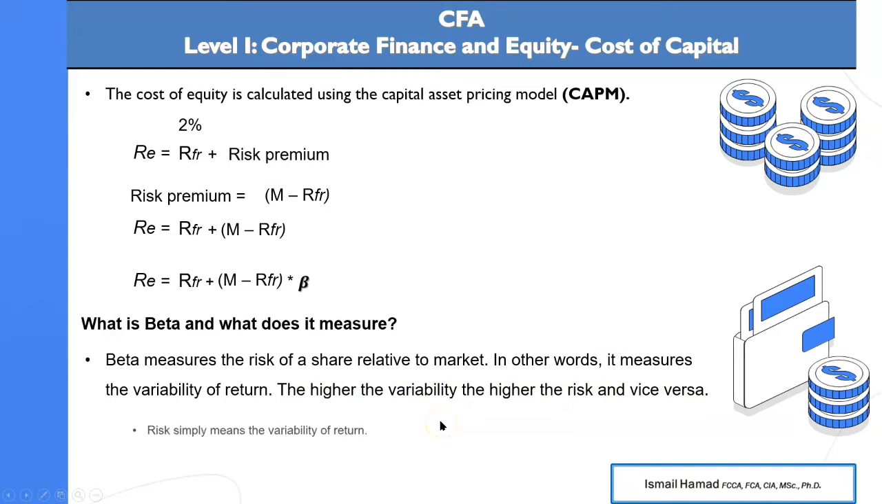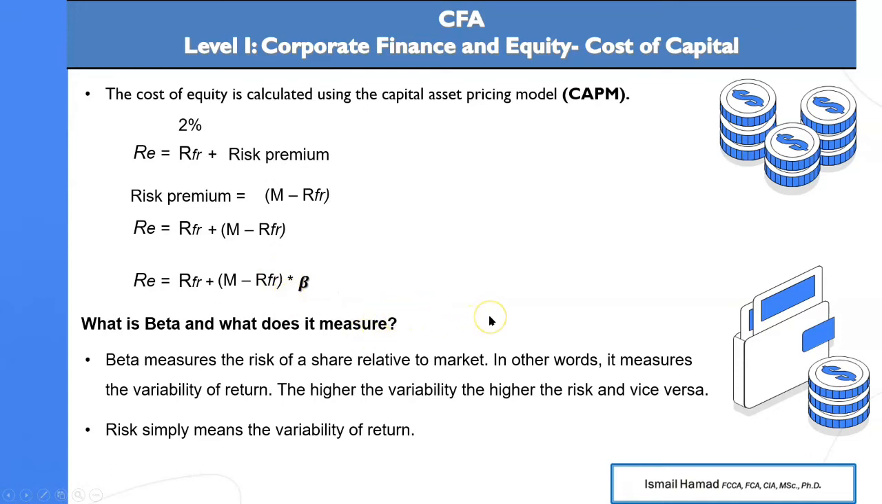It makes sense. So risk simply means the variability of return. If the return is stable, it increases and decreases by the same amount, we call this a stable company. The risk is very low. The higher the variability of return, the higher the risk, the higher the beta. How to measure beta? How do we find beta?